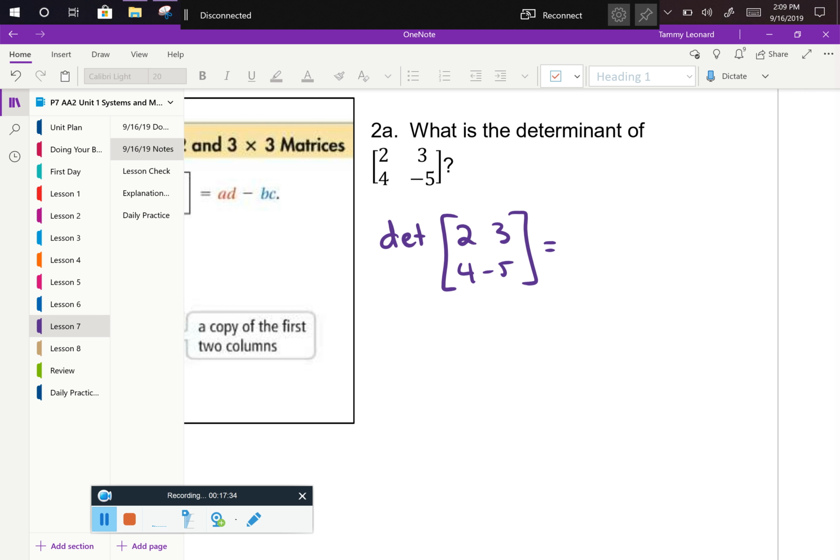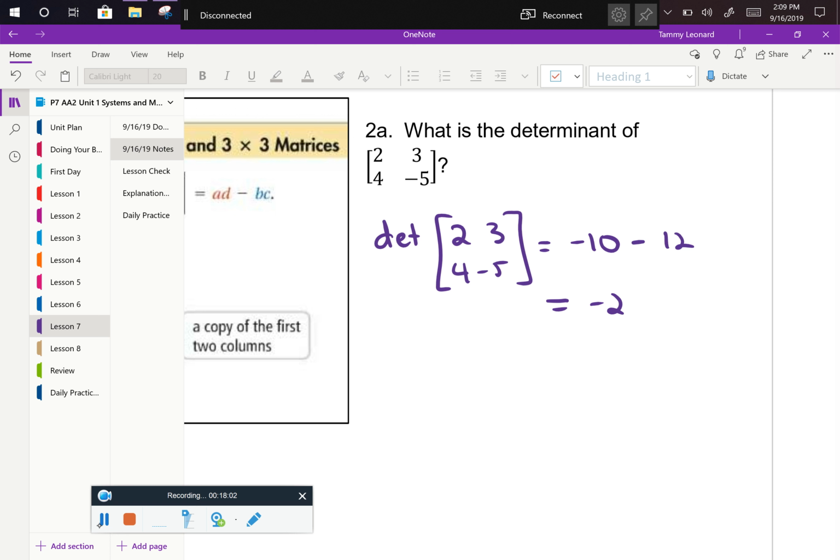So the process looks an awful lot like cross multiplication for solving a proportion. So if you think about having a proportion back in geometry, you would take the product of these two and the product of those two. Now in a proportion, that would then create an equation. For us, we just subtract them. So I'm going to say 2 times negative 5 is negative 10. 3 times 4 is 12, and I'm going to subtract them. What do I get? Negative 22. So the score for this matrix, the determinant of this matrix, is the number negative 22.